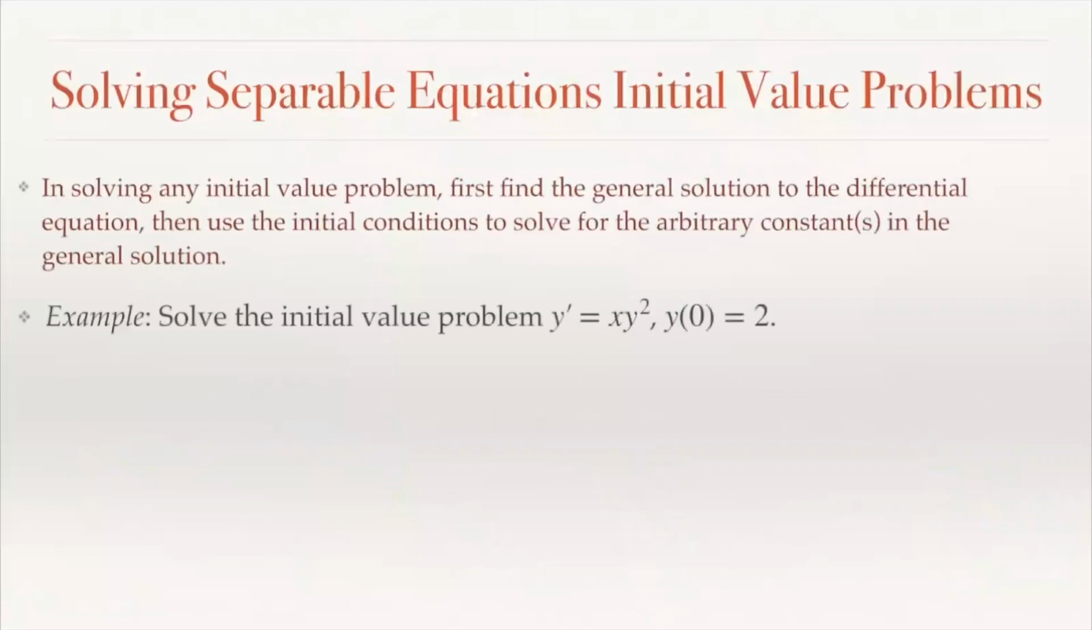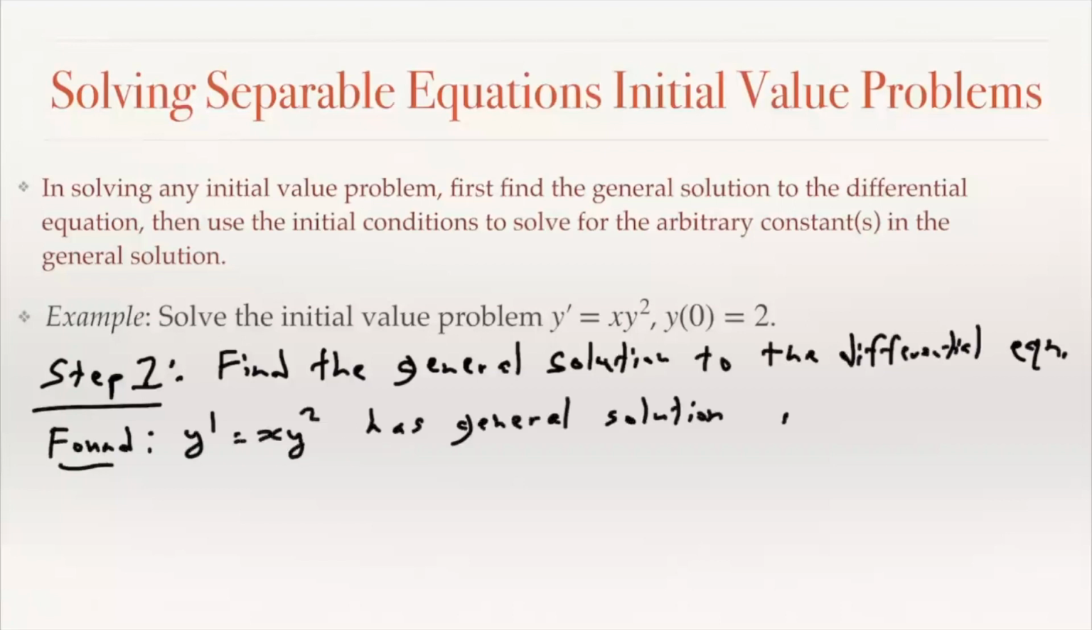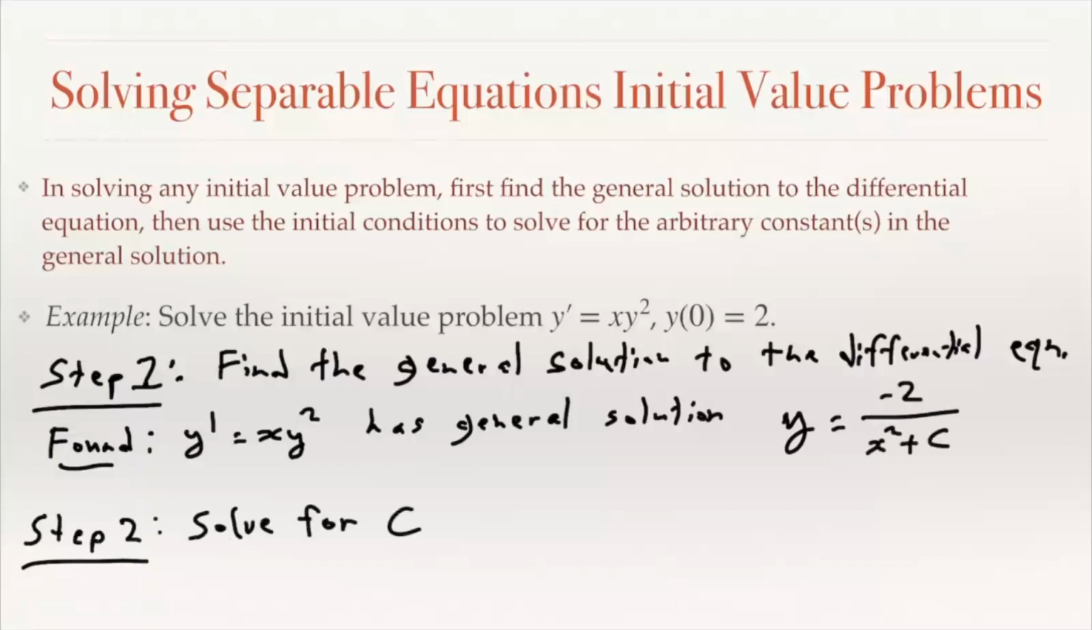Oh, and speaking of which, here it is. Let's solve the initial value problem: y prime equals xy squared with initial value y of 0 equals 2. So step 1 for doing these is to find the general solution to the differential equation, and that's what we already did. We found that y prime equals xy squared has general solution y equals negative 2 over x squared plus c. And then step 2 is to solve for that arbitrary constant given the initial value.